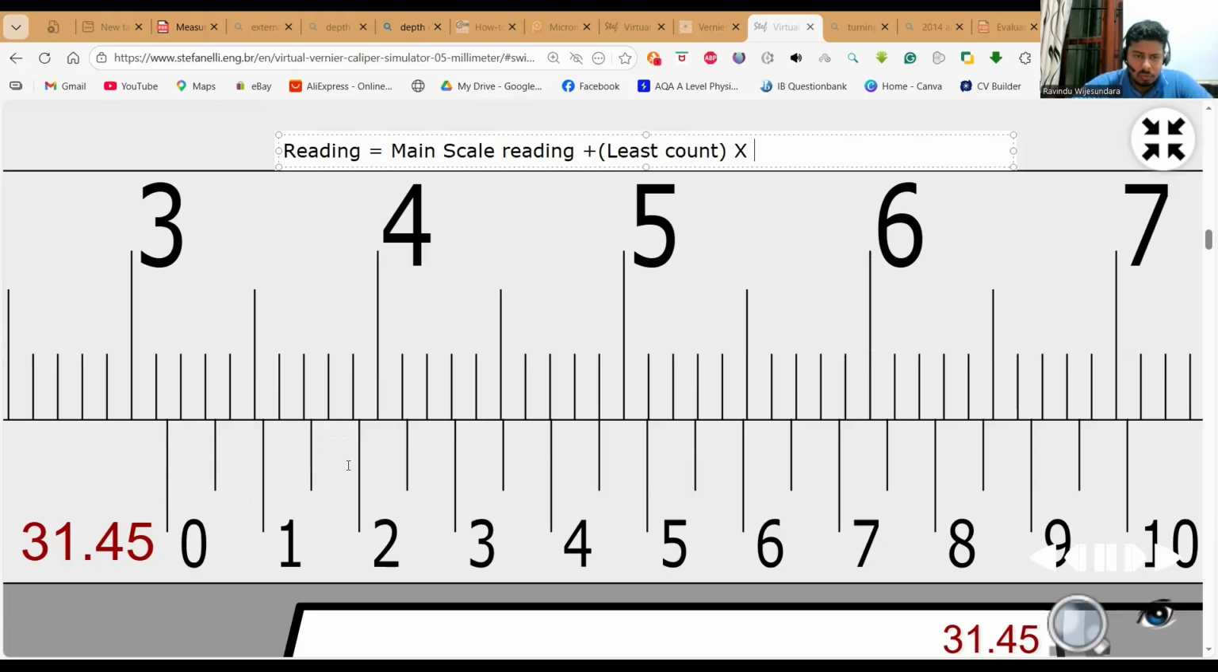You don't need to think about these numbers. Just count the number of divisions. 1, 2, 3, 4, 5, 6, 7, 8, 9. Sorry, without this one, 0. 1, 2, 3, 4, 5, 6, 7, 8, 9. So the ninth vernier division is coinciding exactly with the main scale. Now you have to put that value here. That means vernier division coinciding with main scale.